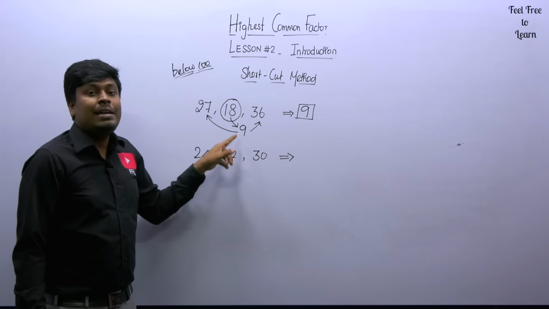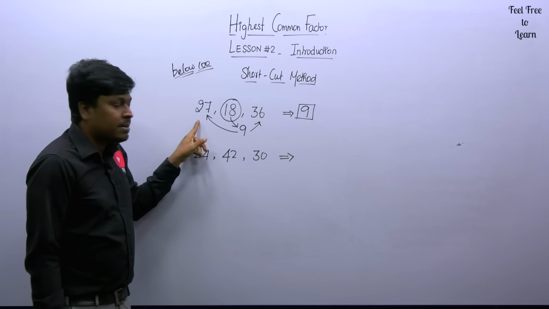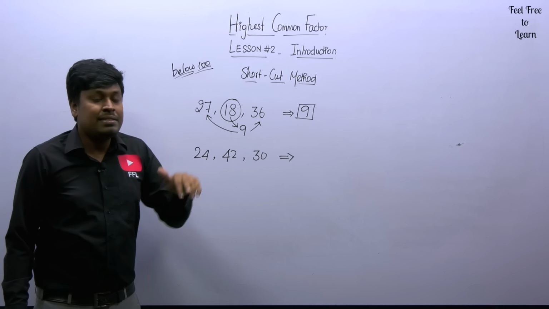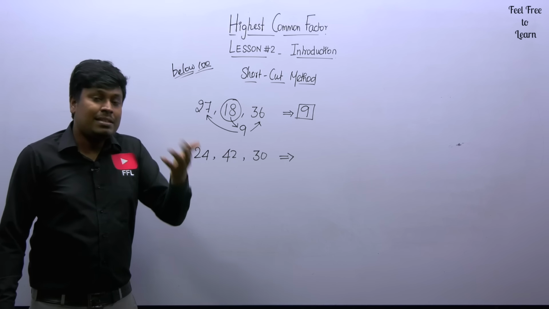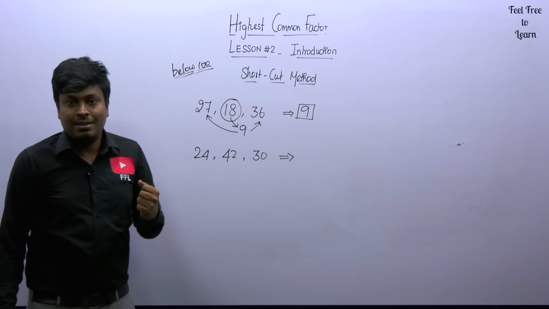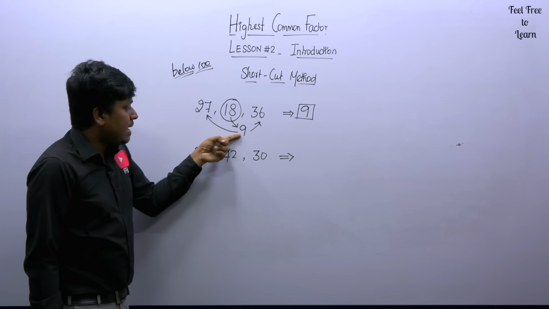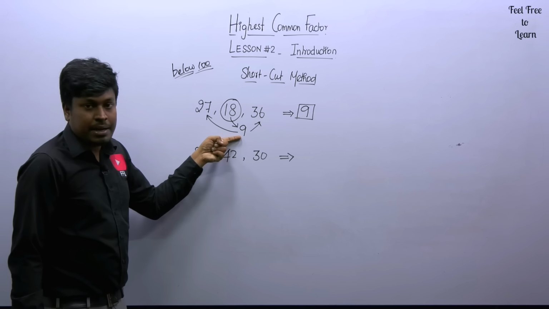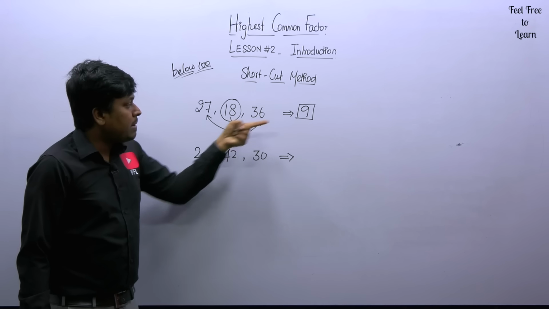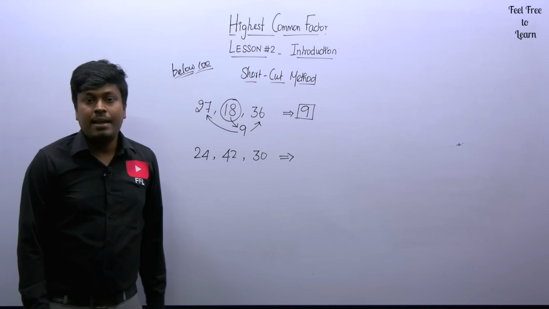If we are not getting 9, if it is not divisible by the remaining numbers, then take the next factor of 18, 6. Next factor of 18, 2. Like that, right? So I have taken the factor 9, and 27 is divided by 9. 36 is divided by 9. So we are saying that 9 is the HCF.